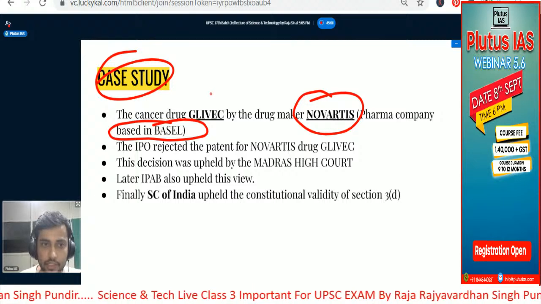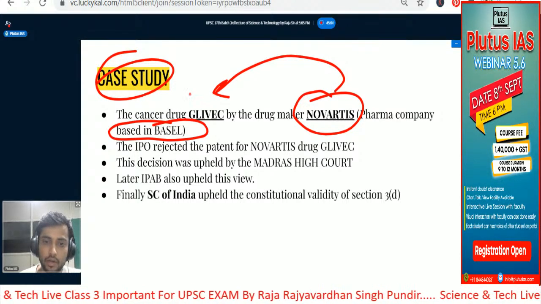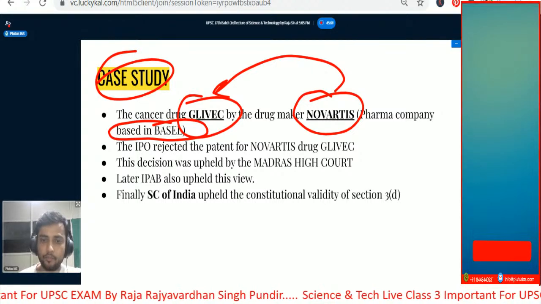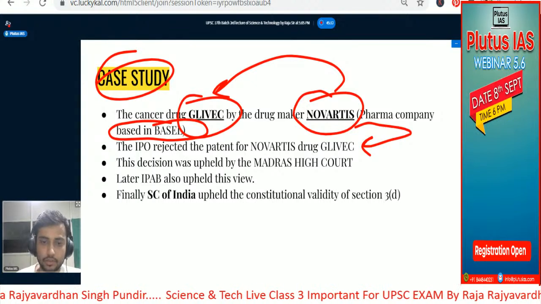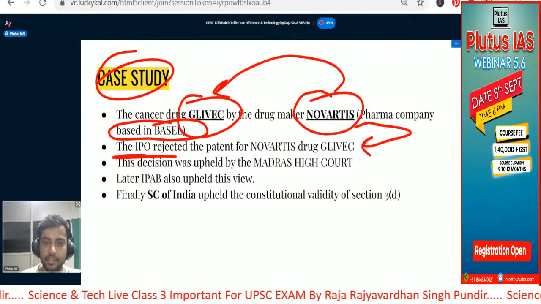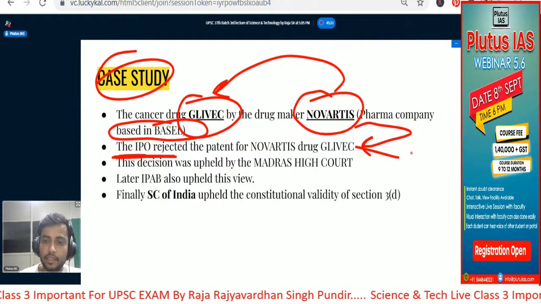So we have this cancer drug by the pharma company Novartis by the name of Gleevec. This Gleevec is the cancer drug. So they applied for the patent at the Indian Patent Office. The Indian Patent Office rejected their application by invoking Section 3D.